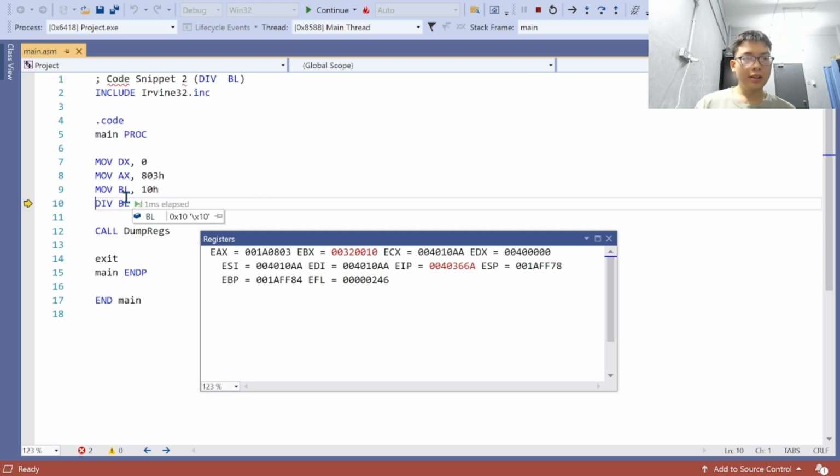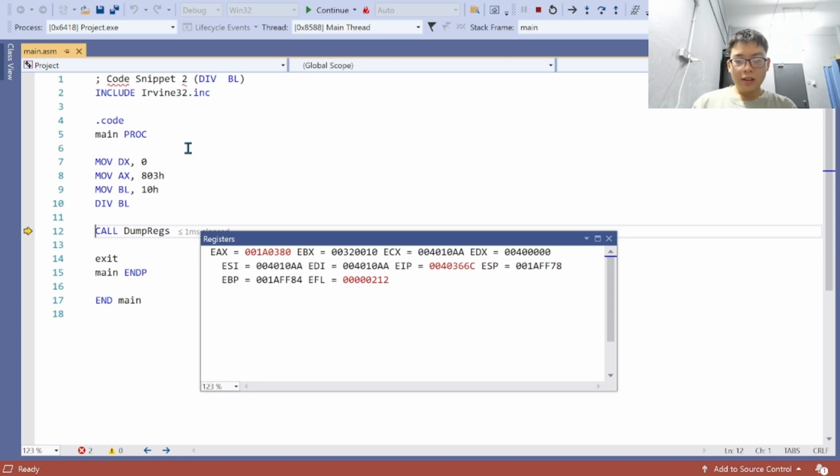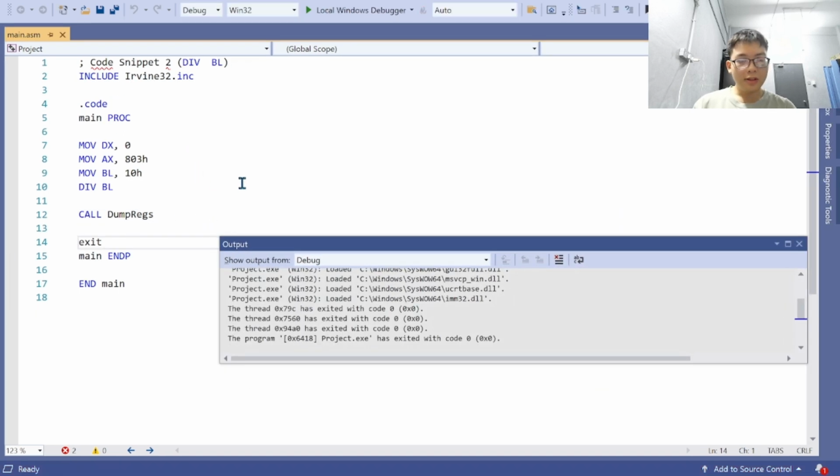And the fourth line is divide the AX by BL, and then store the quotient into AL and the remainder into AH. And after execute this line, the AX becomes 0380, and the AH is 03, the remainder, and the AL is 80. And that's all for this question.